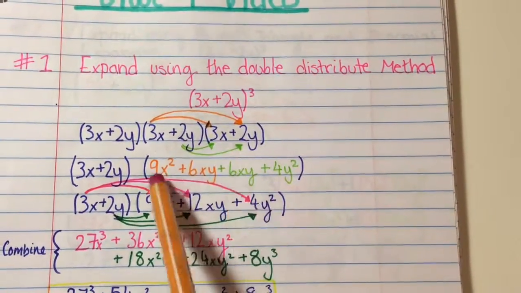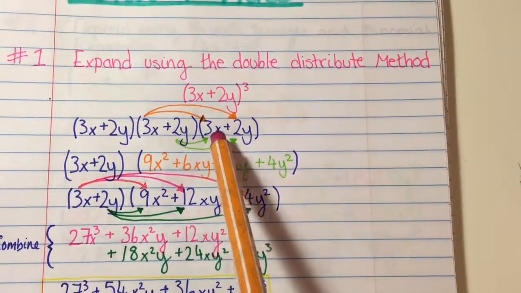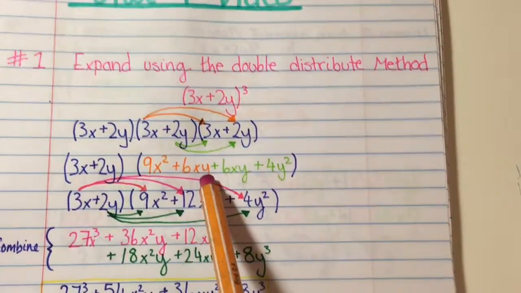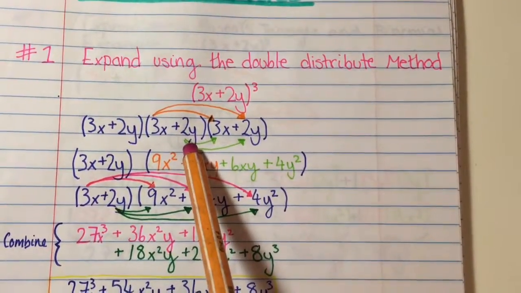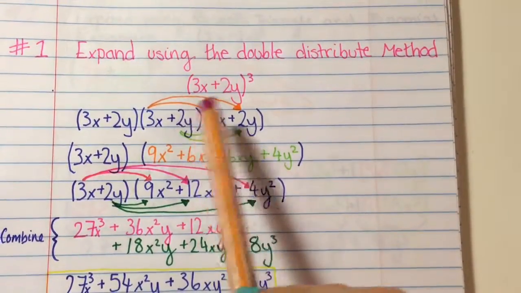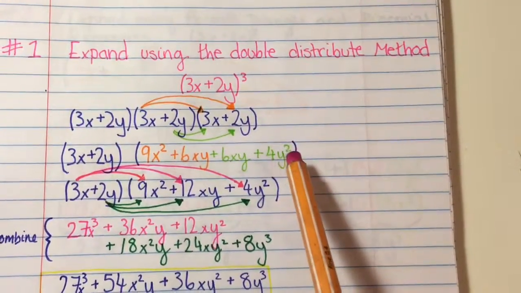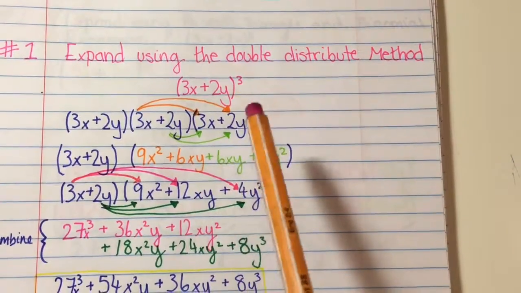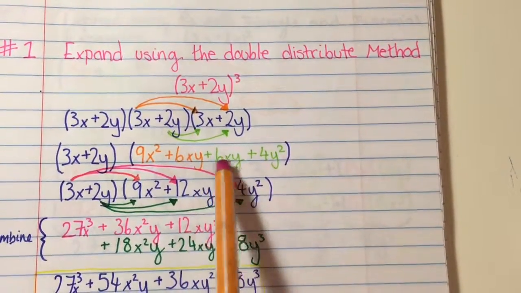3x times 3x is 9x squared. 3x times 2y is then 6xy. Then 2y times 3x is 6xy, and 2y times 2y is 4y squared. So then we leave that like that again, and we simplify down, so we just add the 6xy together.